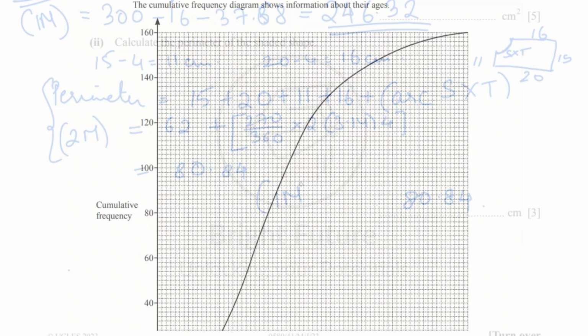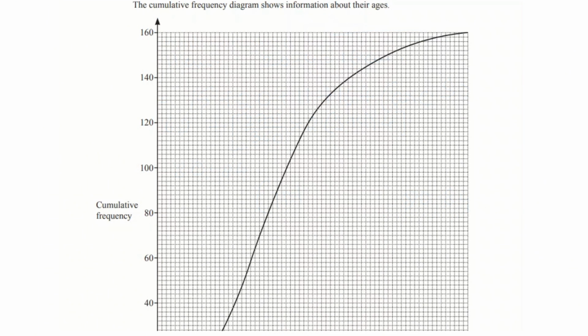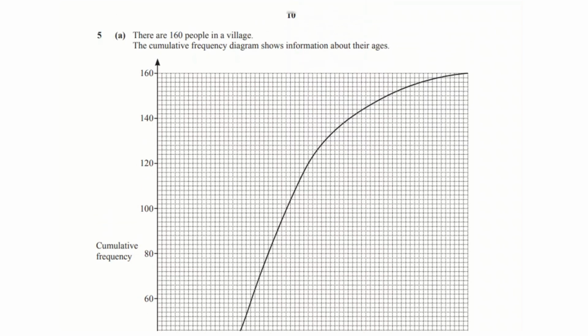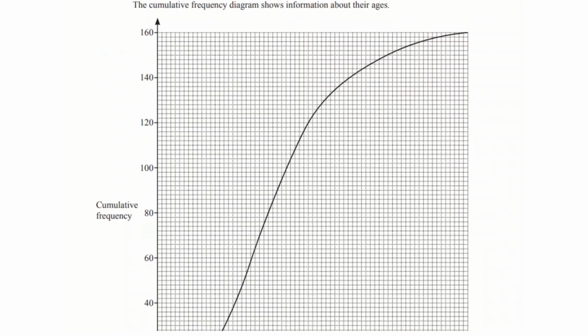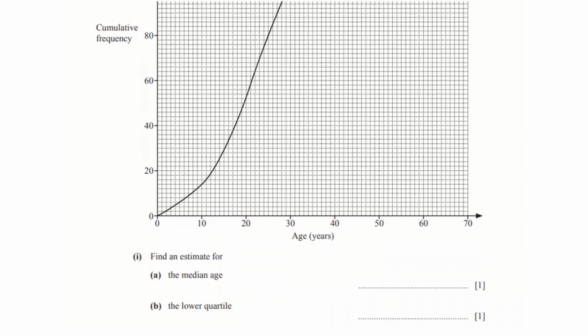And your final answer. Okay, cumulative frequency. There are 160 people in a village. The cumulative frequency diagram shows information about their ages. Find an estimate for median. Median is 160 divided by 2, 50%. So 160 divided by 2 is 80.